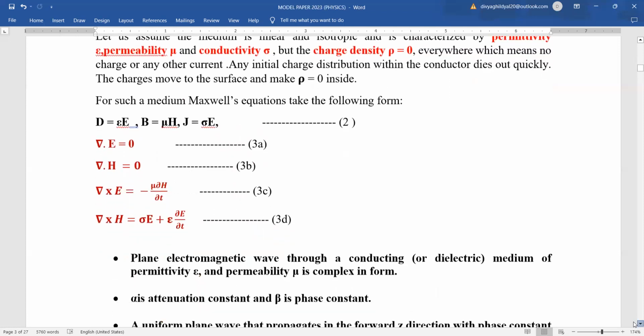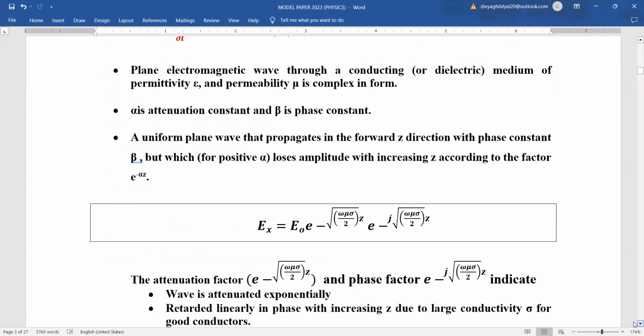Since this heading is new, a very common question is: prove that electromagnetic waves through a conducting or dielectric medium are in complex form. That means they consist of an imaginary part and a real part. Alpha will be the attenuation constant of the wave and beta the phase constant.